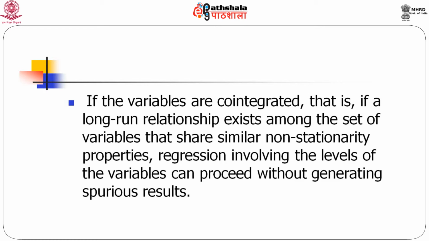In the Johansen case, we basically test what the rank of the matrix is, and we try to find the rank of the matrix. If the rank of the matrix is r, then we claim that there are r cointegrating vectors, and as a result there exist r cointegrating relationships. Now, if the variables are cointegrated, that is, if a long run equilibrium exists among the set of variables that share similar non-stationary properties, regression involving the levels of the variables can proceed without generating spurious results.